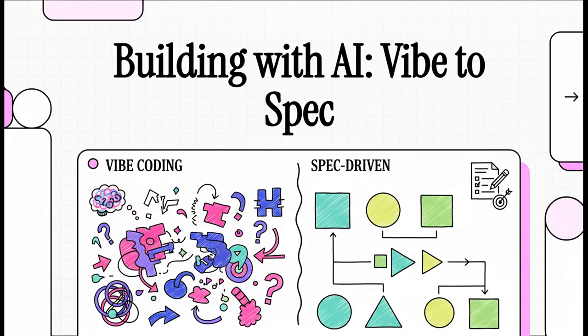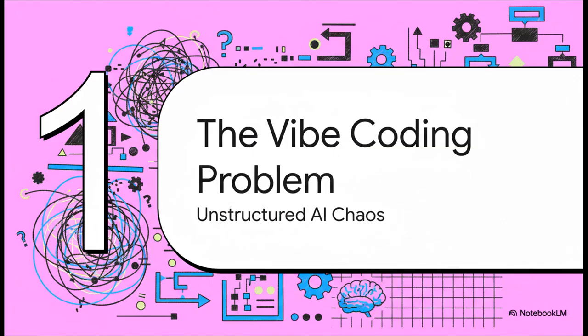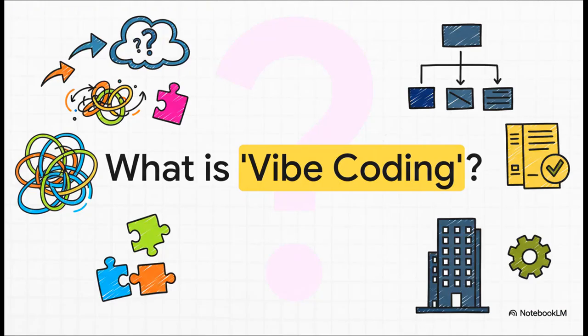And to really get the solution, we've got to first put a name to the problem. There's this term floating around that just perfectly captures that messy, frustrating feeling so many of us have had with AI. So what is this thing called vibe coding? Yeah, it's pretty much exactly what it sounds like. It's that whole process of just throwing prompts at an AI, crossing your fingers, and hoping it gets the vibe of what you're trying to build. No real plan, just vibes.